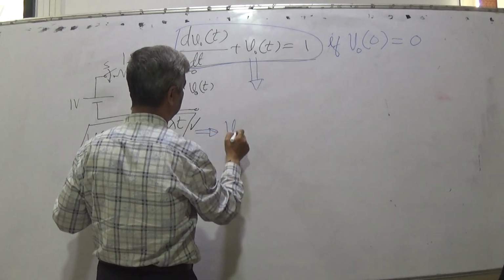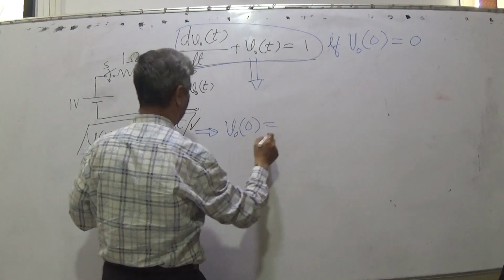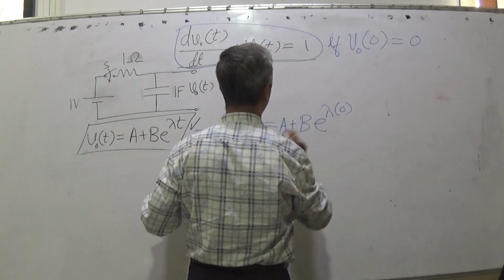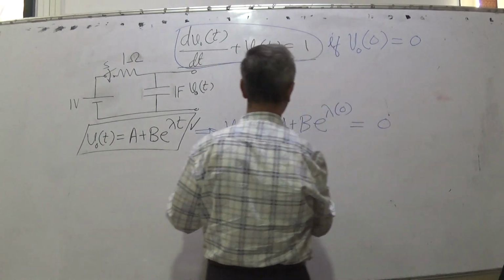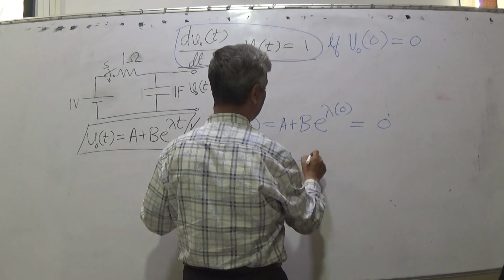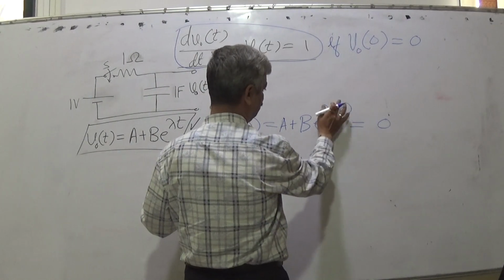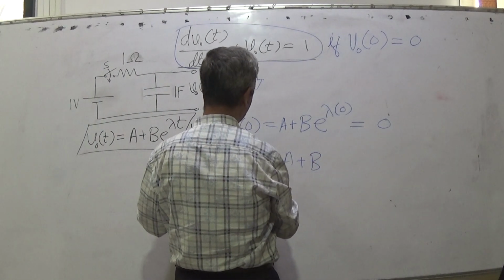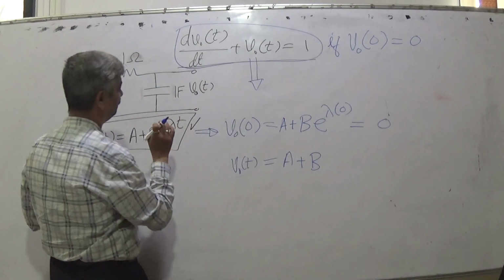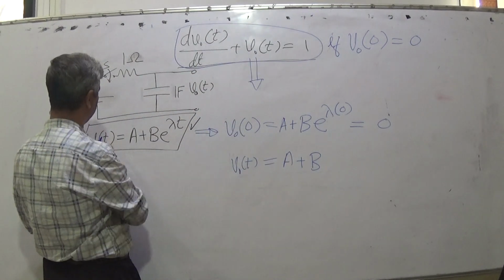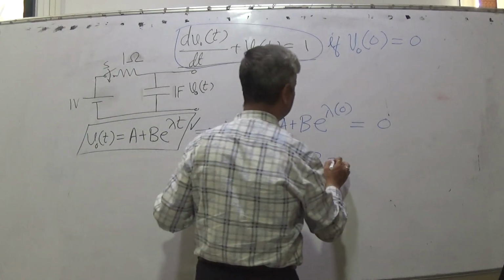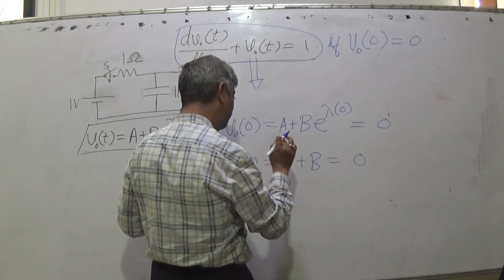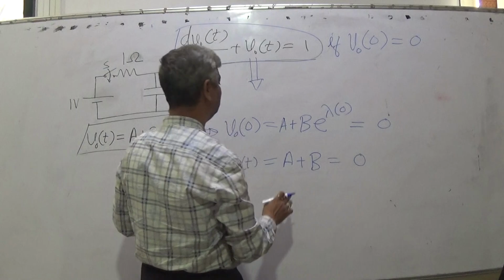So V_O(0) will be A plus B e raised to lambda 0, right? And that is given as 0. So that is A plus B, because e raised to lambda 0 is 1. So V_O(0) is A plus B, because at t equal to 0, this becomes 1. And which is given as 0 here. So A plus B is 0.